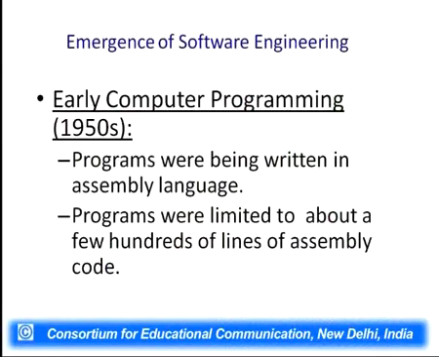So, when we talk about the emergence of software engineering, basically we will talk about the different ways in which programming techniques have evolved. So, during the 1950s, that is the early computer programming days, the programs were basically written in assembly language. So, these programs were limited to about a few hundred lines of assembly code, because assembly language coding was a very cumbersome and a very tedious task, and instructions had to be hard coded and fed into the system, and then these programs used to run.